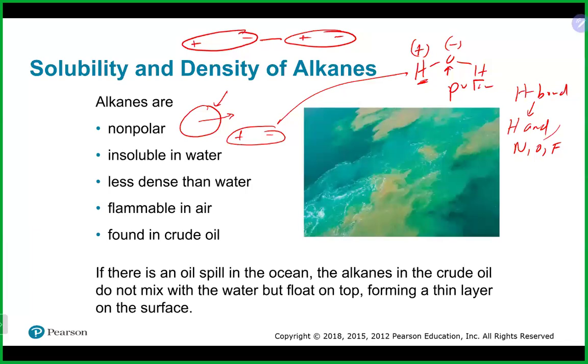Again, I think we talked about why oil, if you have an oil leak in the ocean, starts to float on the top of the water, because they can't mix, basically, and they will just separate out. The reason they can mix for a short period of time is because everybody can do dispersion forces, even polar molecules. So for a short period of time they can do that, but they lose out over a long period.